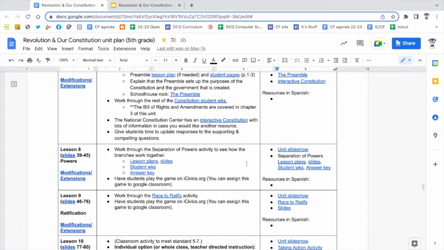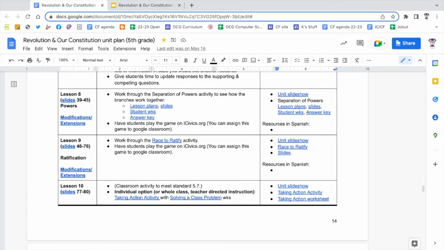In Lesson 8, we work through the separation of powers activity from iCivics. This, of course, is one that you can link directly from iCivics if you have one of the free teacher accounts. So the separation of powers is a game on iCivics that kiddos can play, and then there's some lesson plans that go along with it to help students better understand the balance of powers and who gets to do what.